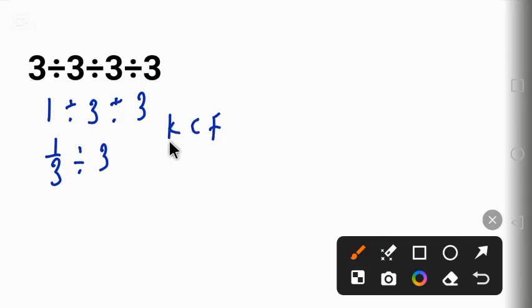the K here stands for keep. So we are keeping this first fraction. We write it again, 1 over 3. C here stands for change. We are changing this division to multiplication.